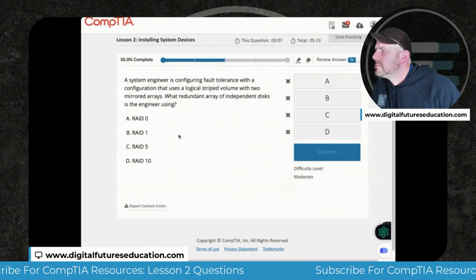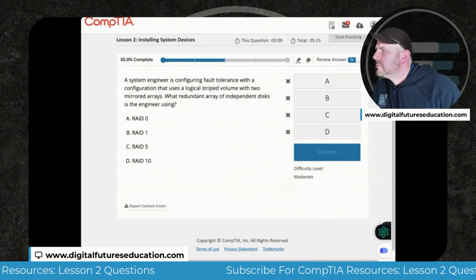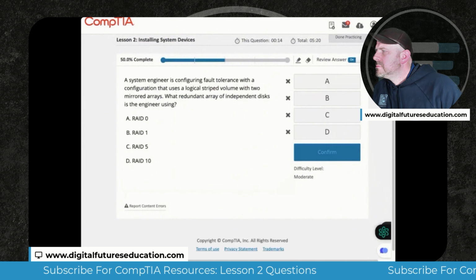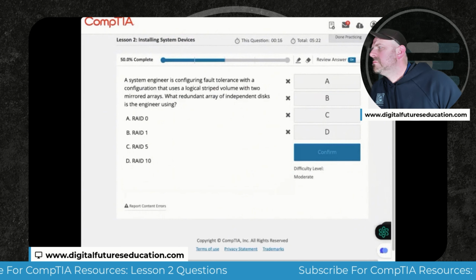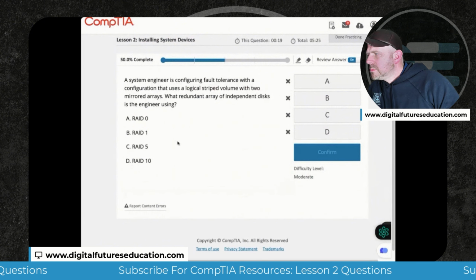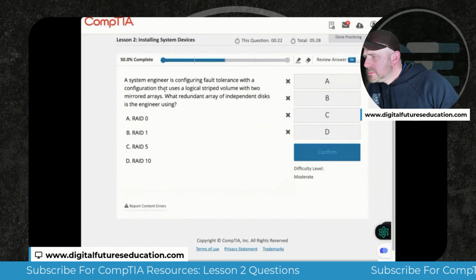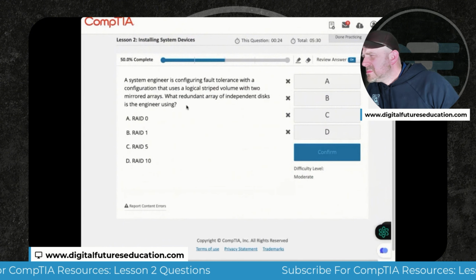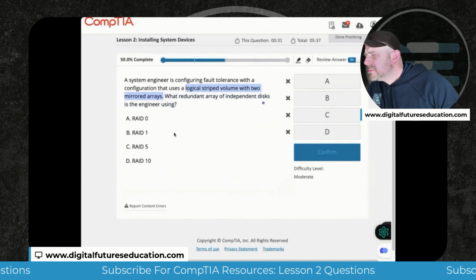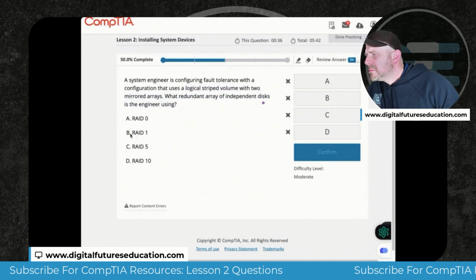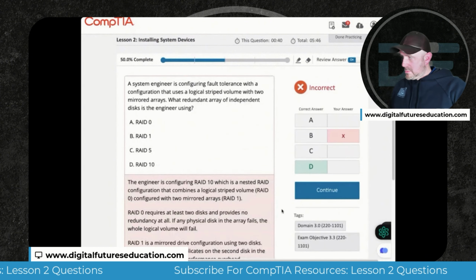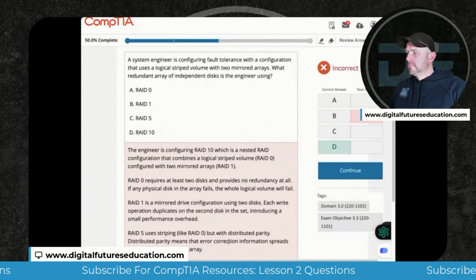A system engineer is configuring fault tolerance with a configuration that uses a logical striped volume with 2 mirrored arrays. What redundant array of independent disks is the engineer using? So what you want to do with this question is logical striped volume with two mirrored arrays. RAID 1+1. Well, I'll say RAID 1 just to get us in there. It's D. So it's RAID 10.